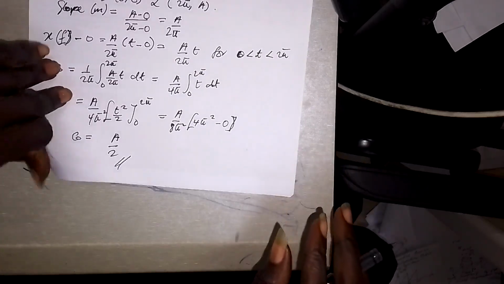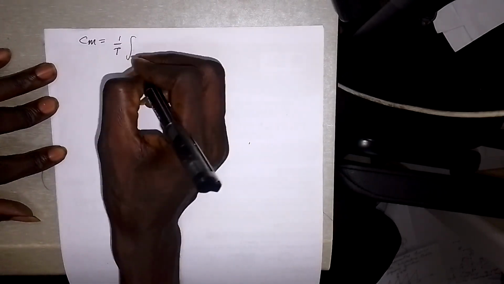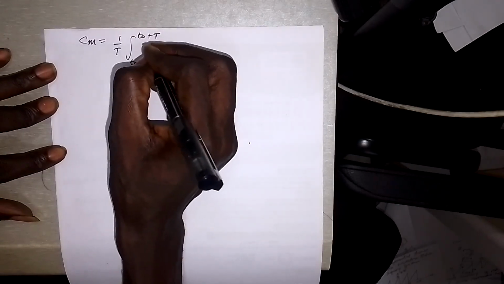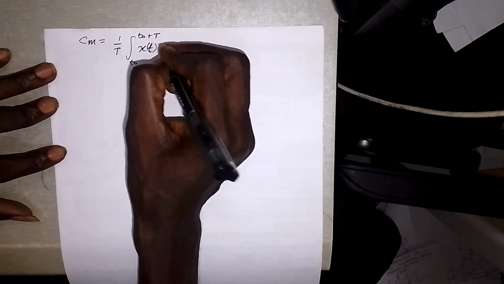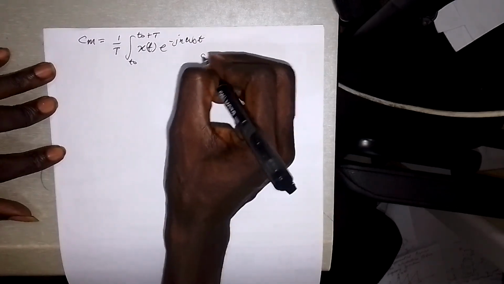Okay, so now with respect to my Cm, this is what I'm going to do. Cm is equal to 1 over T, same as the other one, the integral from T0 to T0 plus T of x of t, into e to the minus j n omega naught t dt.